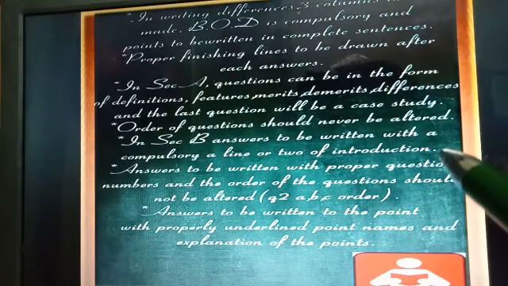Now in writing differences, where you are asked to write differences between two things or two concepts, the rule is you have to write in 3 columns. You cannot write differences in paragraphs. It's not advisable to write differences in paragraphs, and this is the council norm. So whenever you are writing differences, it has to be written in 3 columns.